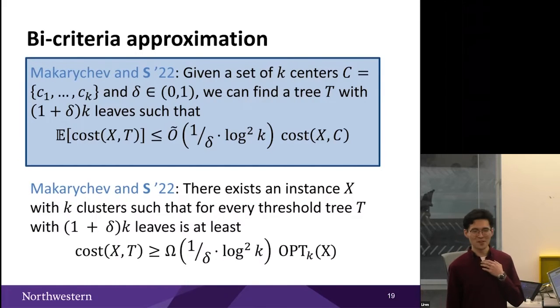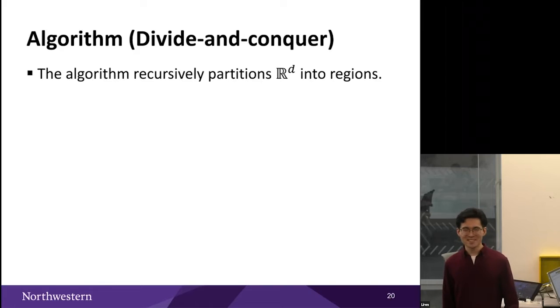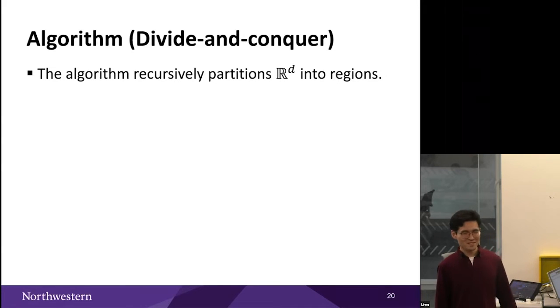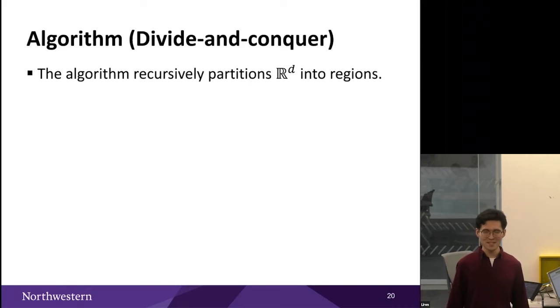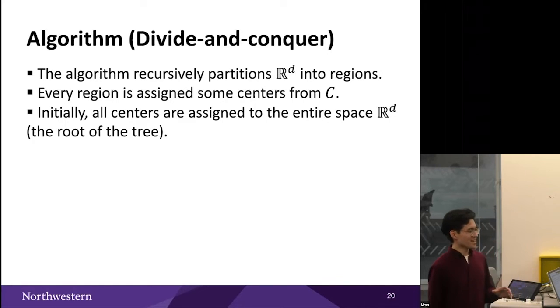Okay, then next I will go to our algorithm. Our algorithm is actually quite simple. It is a divide and conquer algorithm. Our algorithm will recursively partition the whole D-dimensional space into regions, and for each region, we assign some centers to this region. Initially, we assign all k centers in the input to the root of this tree T.